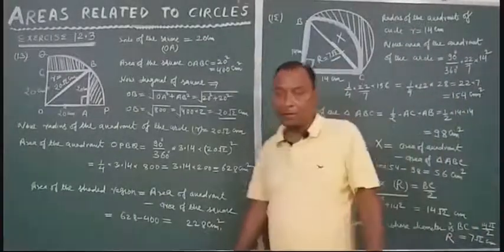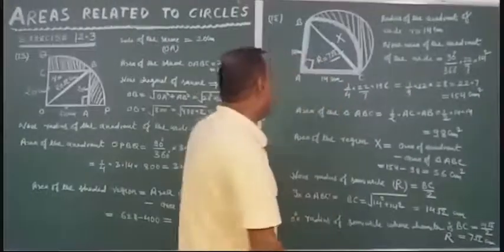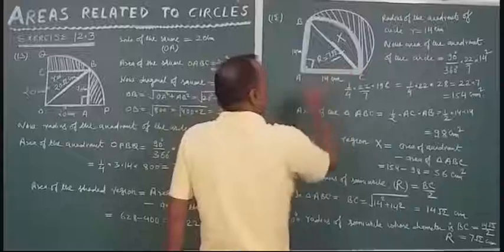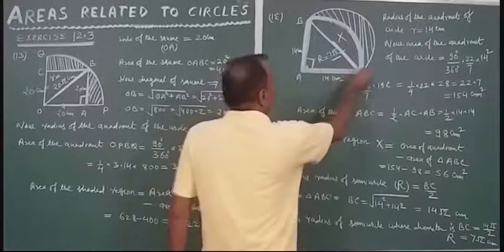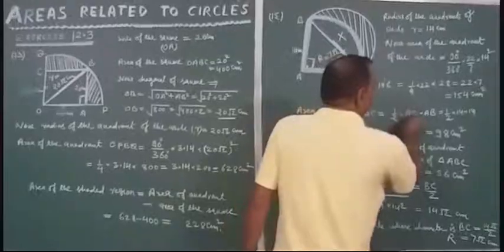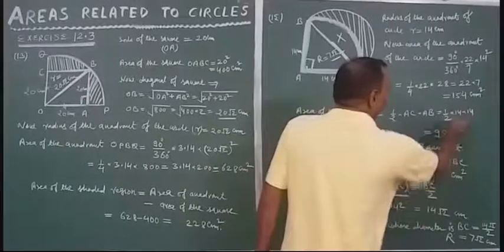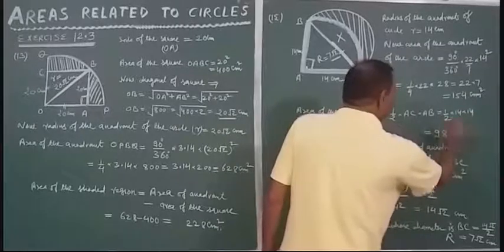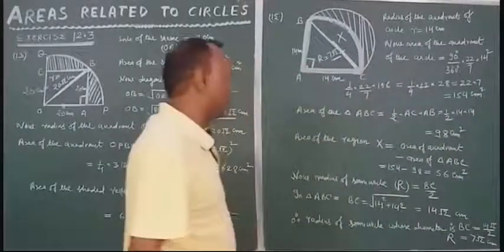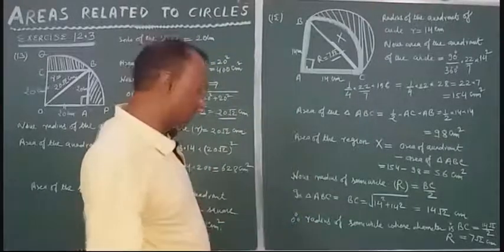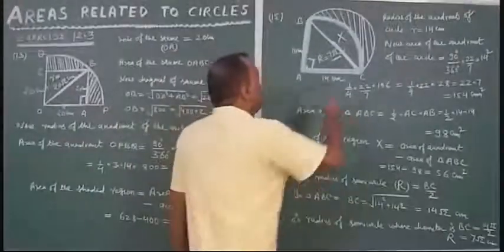Is it there? Now, area of the triangle ABC. This is the area of triangle ABC, half into base AC into AB. That is half into 14 into 14. So 2 into 7, 14, 14 7 is 98 centimeter square. 98 centimeter square.